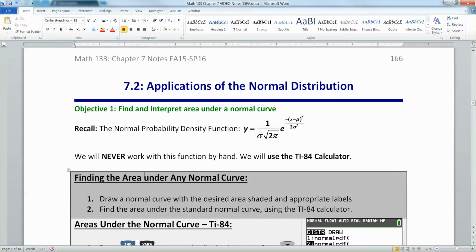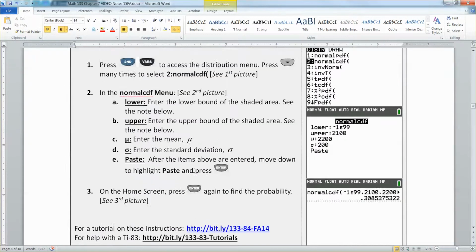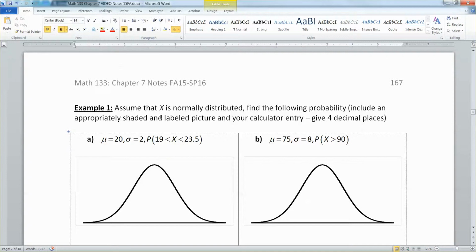It's in section 7.2. Now we're going to use this curve here. The normal density curve is actually this function right here, but that's a very, very complicated function to work with. So we're not going to work with it by hand. You would actually need Calculus 2 to do this by hand, and quite frankly, it's so difficult that most Calculus 2 courses don't even cover it. So we're going to use our calculator instead. So no calculus required. We're going to be able to find the area under a normal curve with that calculator. I have all the instructions here, but we're going to see how to do it as we do our examples.